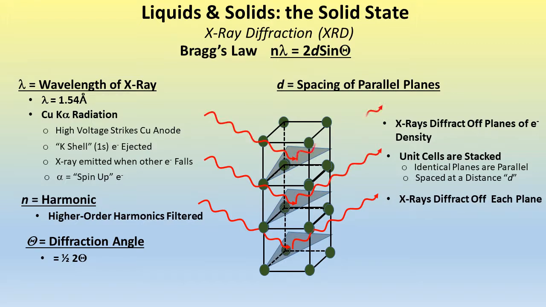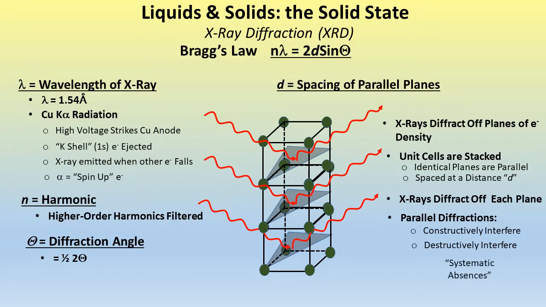In parallel diffraction, 2 outcomes are possible. You can have constructive interference, which gives a signal, or destructive interference, which removes the signal. These removals of signal are called systematic absences, and they are essential to the study of X-ray diffractometry.